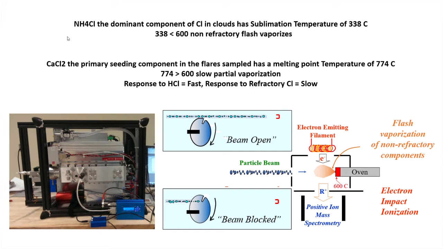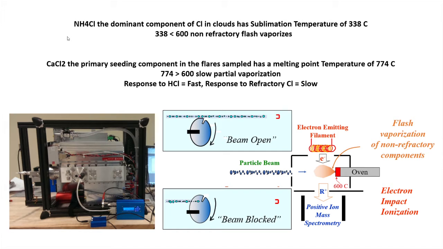Now, our primary seeding component is calcium chloride. And calcium chloride has a melting point of 774, which is above 600. So we don't get the flash vaporization there. Instead, we get a slow partial vaporization, so that when you fly out of the cloud, signals should go away right away because you just flew out of the cloud, but it doesn't. It lingers because you've got stuff still coming off the heater. Alternatively, if we block the beam to measure the background in the chamber, we'll still have that coming off the heater. So this makes measuring calcium chloride difficult because that signal sticks.